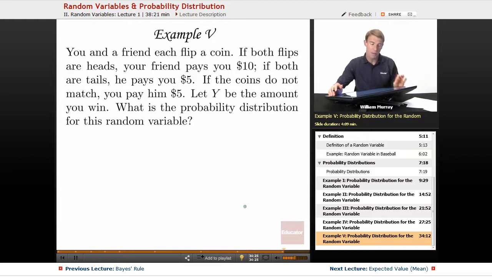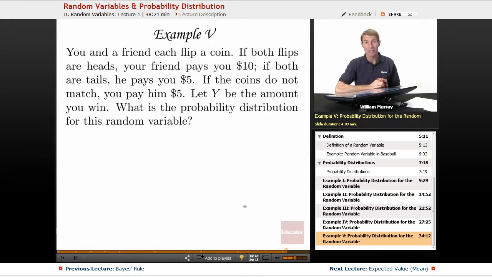If both the flips come up heads, then your friend has to pay you $10. If they're both tails, then he pays you $5. So if the coins match each other, then your friend is going to pay you. So that's the good thing for you. If the coins do not match each other, meaning you get a tail and he gets a head, or you get a head and he gets a tail, then he wins. You have to pay him $5.